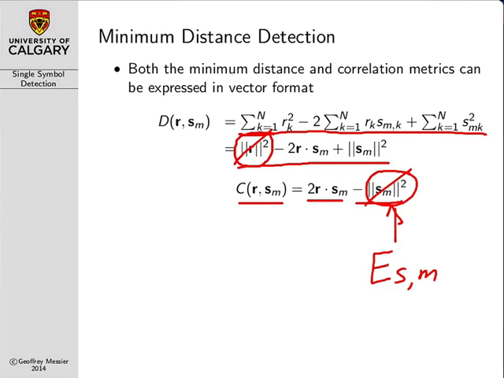However, if you're working with QAM, where the symbols have different energies, you have to include this energy per symbol value back into your decision, because it compensates for any bias you get due to unequal symbol energies. But this is basically as simple as you can get, and it still gives us the maximum likelihood decision that minimizes our overall probability of error.